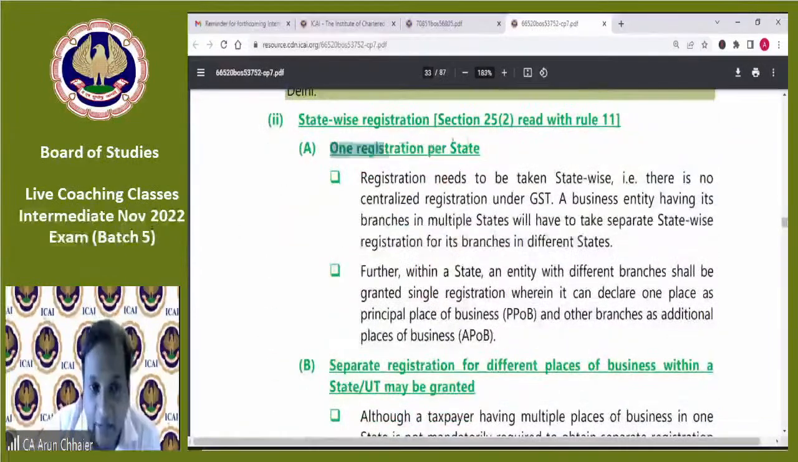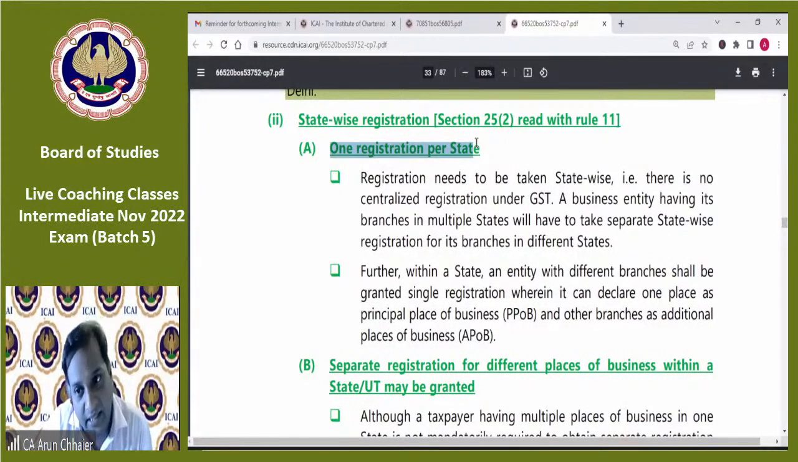Can I take one registration per state, or if I would like to take more than one registration in the state? The answer is yes, you are permitted to take more than one registration within the state for every additional place of business, no problem. Earlier, there was some restriction. That restriction has been removed.